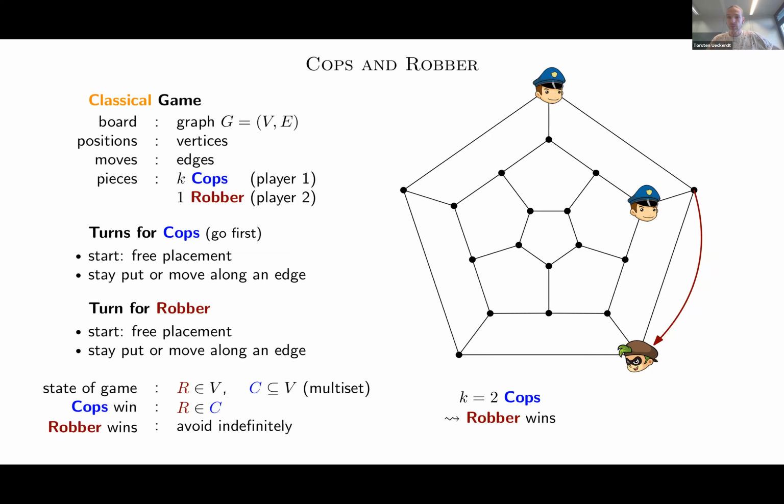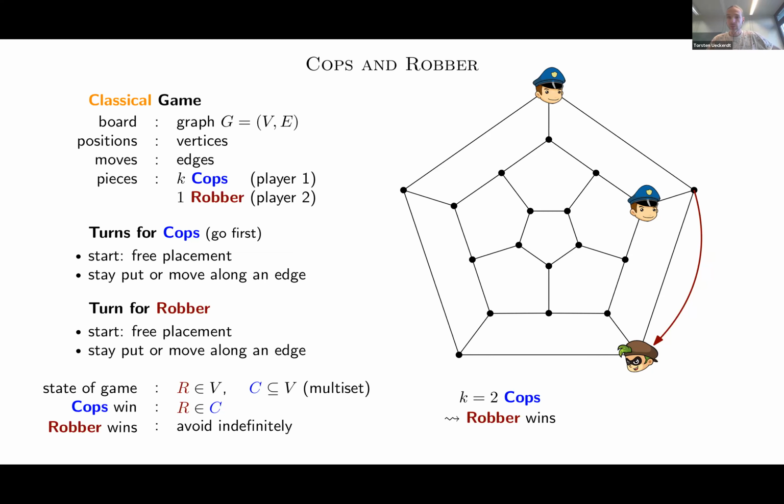Okay. So again, this was just one particular scenario, but you can prove that no matter how hard the robber tries on this particular graph, there is a strategy for 3 cops to always catch the robber, no matter what. So for 3 cops, this is a cop win situation. Okay, so it depends on the graph and it depends on the k, whether the robber wins or the cops win.